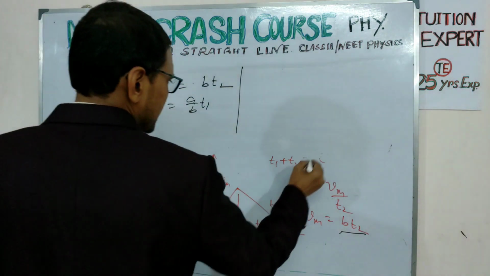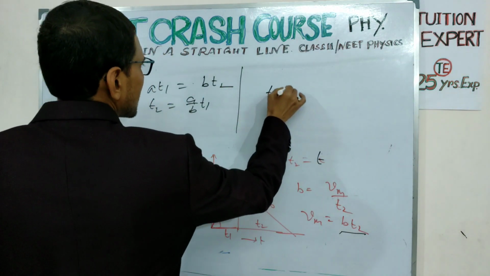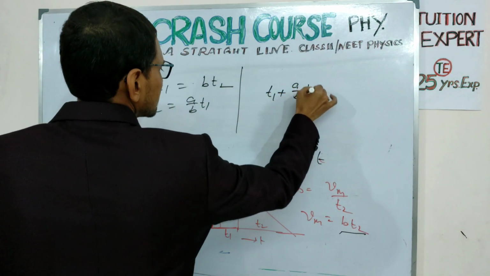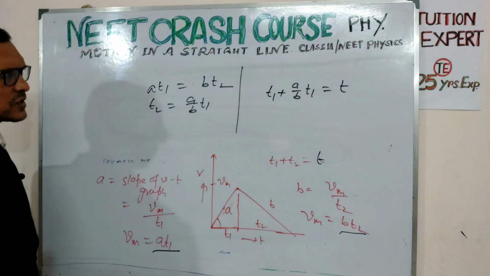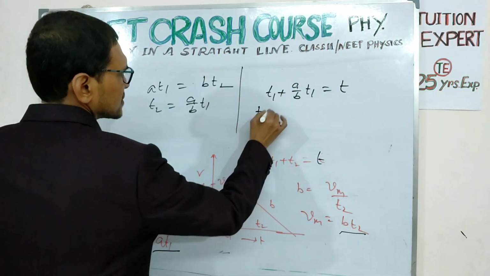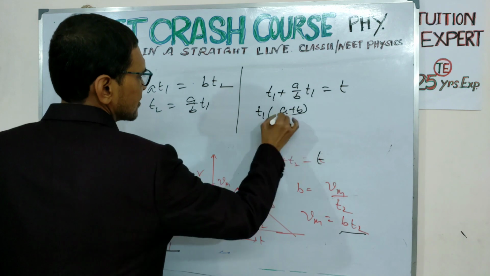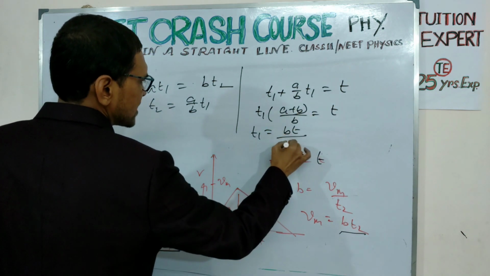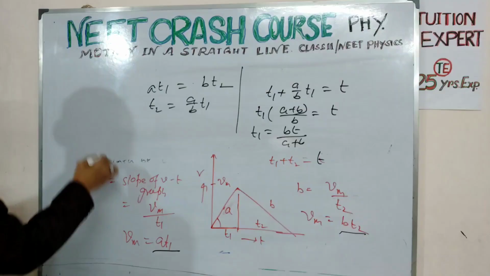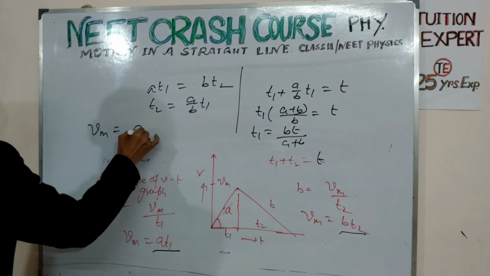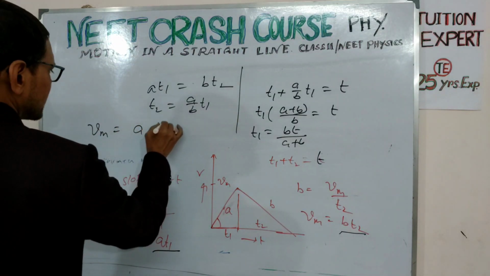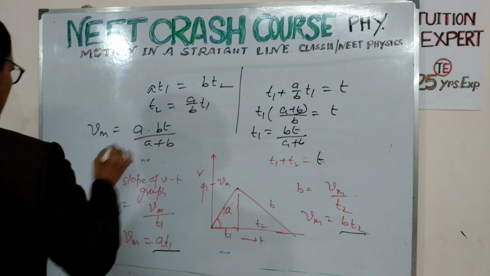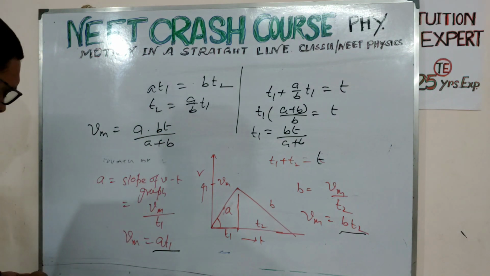Now total time taken is given t, so t1 plus t2 equals t, so t1 equal to B t by A plus B. So maximum velocity equal to A into t1, which is this. So this is the answer.